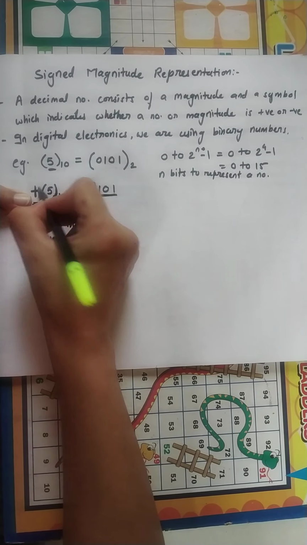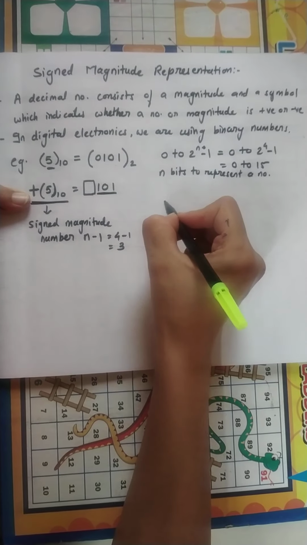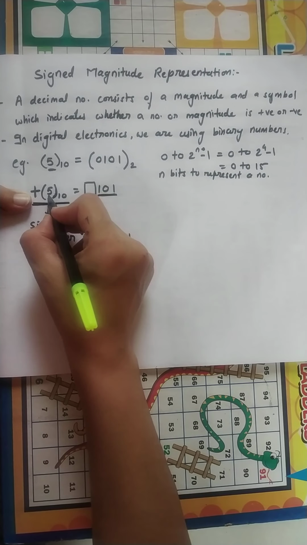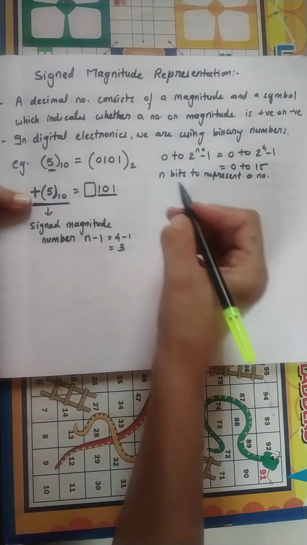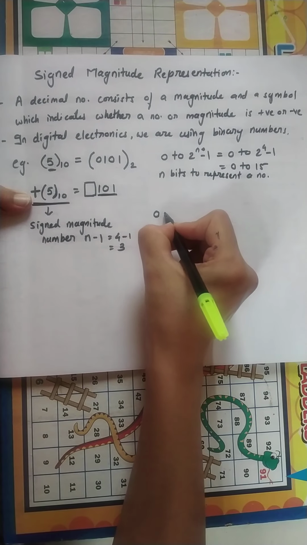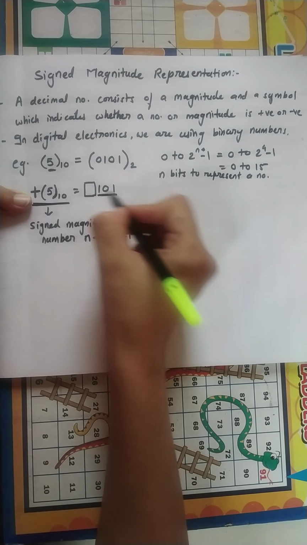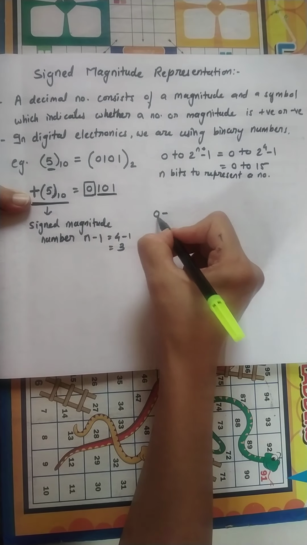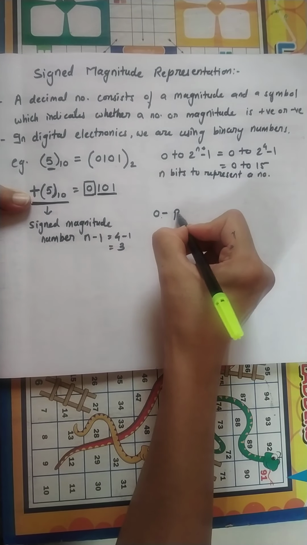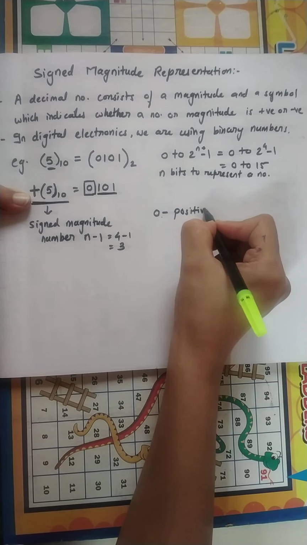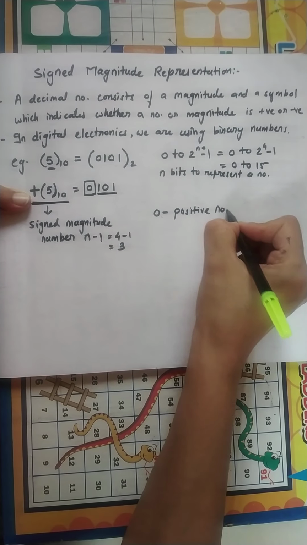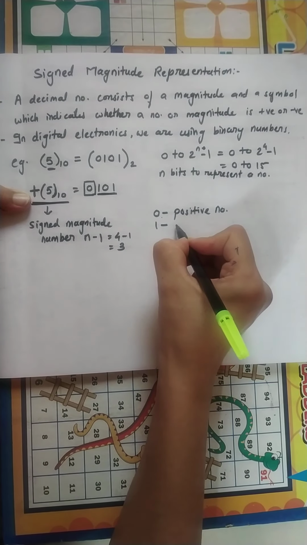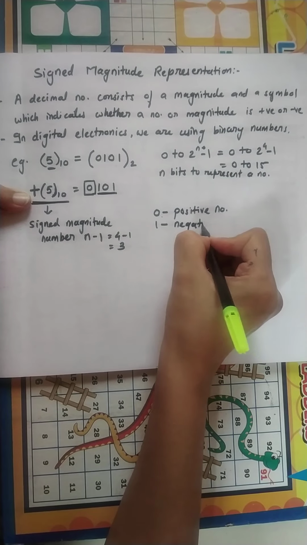So here the plus sign is there. If there is a positive sign in front of the magnitude of a number, then 0 will be placed in the MSB bit, right? So 0 represents a positive number and 1 represents a negative number.